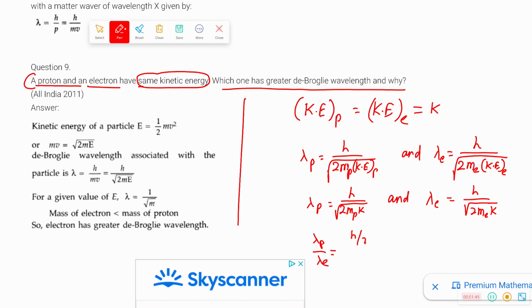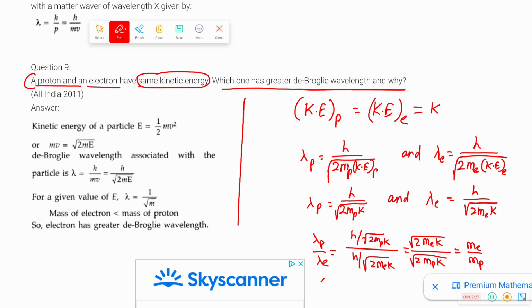Okay. Now what will we get here? Now lambda p by lambda e will be h by root under 2 m_p K divided by h by root under 2 m_e K. Now h cancels. Now what will it be? Root 2 m_e K divided by root 2 m_p K. Now 2 and root cancel, K cancels. It will be root of m_e by m_p. Now what you do? You check here: is this m_e by m_p greater than 1 or less than 1? Now you know the mass of electron is less than mass of proton, so m_e by m_p is less than 1.